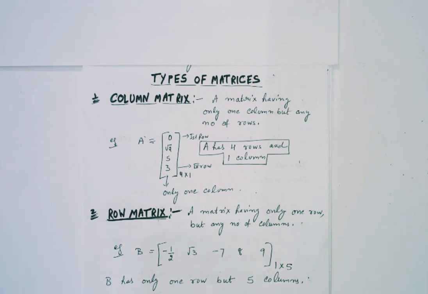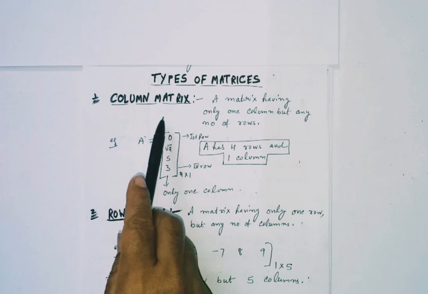So in yesterday's class we discussed the basic definition of a matrix, its order, rows, columns, general representation of a matrix and all such basic things about a matrix. So now we proceed further. Today I am discussing chapter 3, Matrices, of class 12th, and we start from types of matrices. The first type of matrix that we are going to discuss is a column matrix.